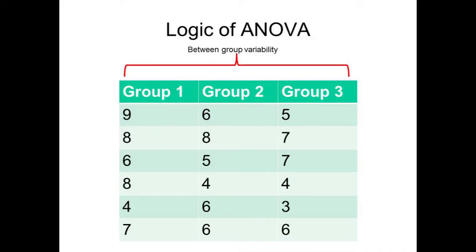The other way data can be variable is between groups. Individuals between groups can also vary randomly.